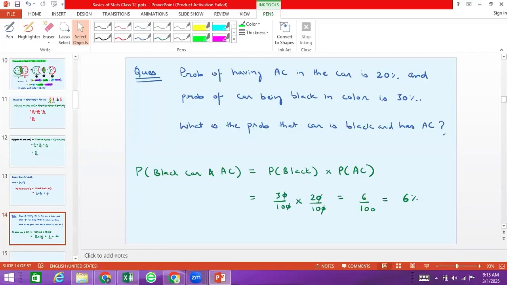Okay. So probability of a black car and an AC car, right? The same thing. The car should be black. At the same time, the car should also have AC. What is the probability for that? Because these are independent events, we can say probability of black car multiplied by probability of AC car. It will become 6%.